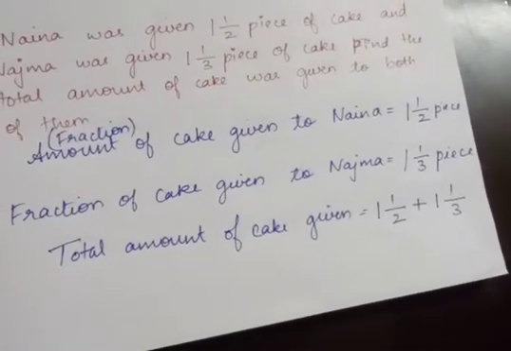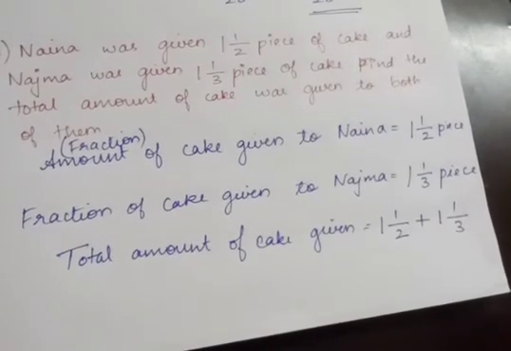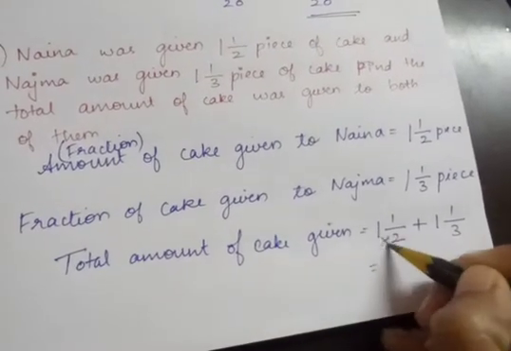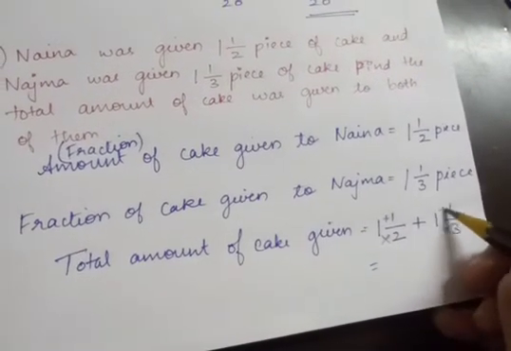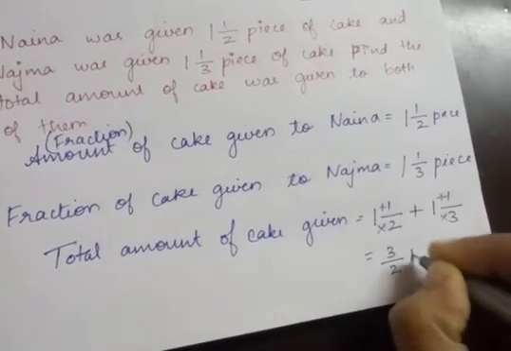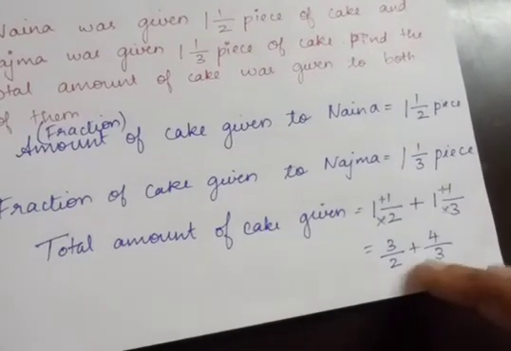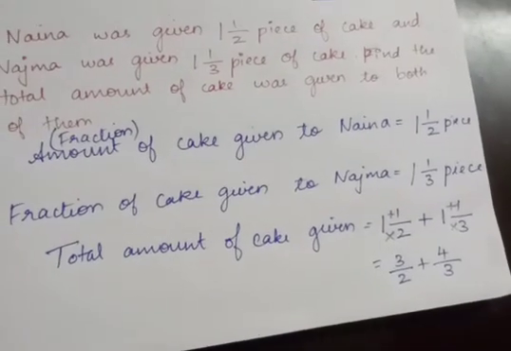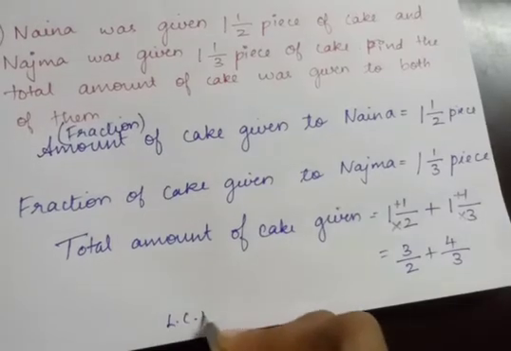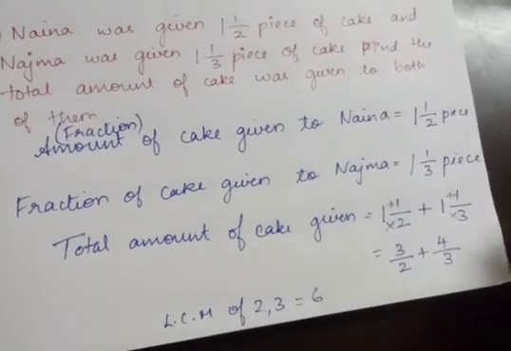Yes, this is how you will add it, right? Can you add these two together? No. So what you will do, children? You will make it into improper, right? 1 2s are 2, 2 plus 1, 3 by 2, plus 1 3s are 3, 3 plus 1, 4 divided by 3. So this is what your improper fraction. Whether both the denominators are same? No. So what you should do? You should take LCM of 2, 3. LCM of 2, 3 is nothing but 6.